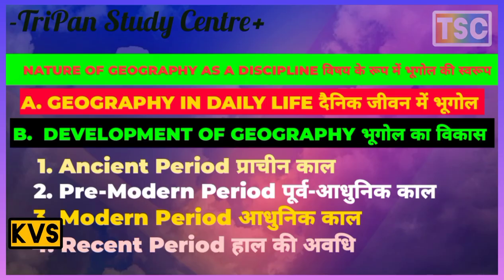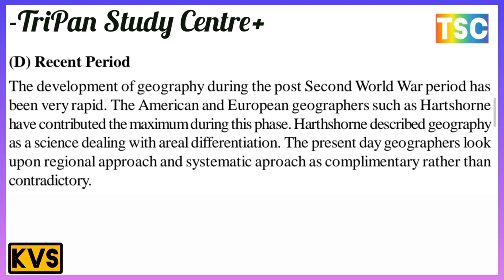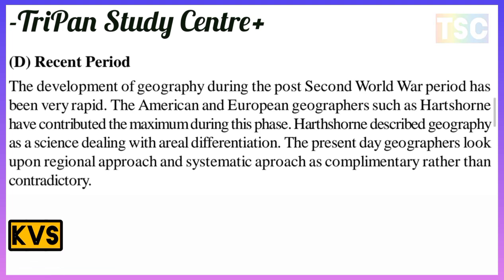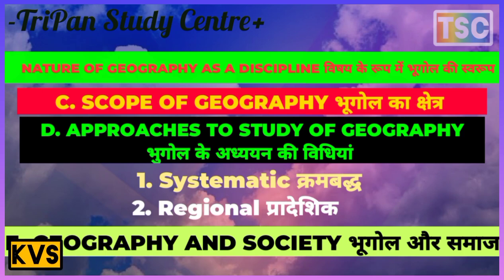The next is the development in the recent period. The development of geography during the post-Second World War period has been very rapid. American and European geographers, such as Hartshorne, contributed the most during this phase. Hartshorne described geography as a science dealing with areal differentiation. Present-day geographers look upon the regional approach and the systematic approach as complementary rather than contradictory. The most important topic arrives now: the scope of geography.